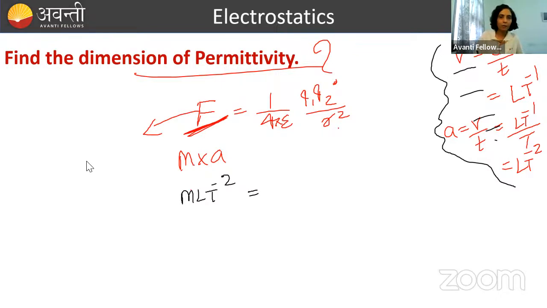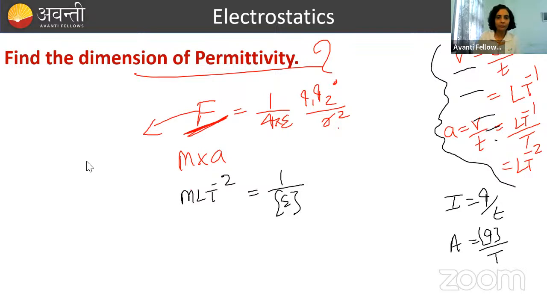So this is this. Now epsilon का dimension हमें नहीं पता, तो आप इसका dimension ऐसे करके लिख लो, इसी को पता करना है. Now what's the dimension of charge? Charge is not a fundamental quantity. Current, yes. So current is written as what? Charge by time. So current का dimension we write as A, and this is Q. Q का डायमेंशन ऐसे लिख लो, टाइम का डायमेंशन T.